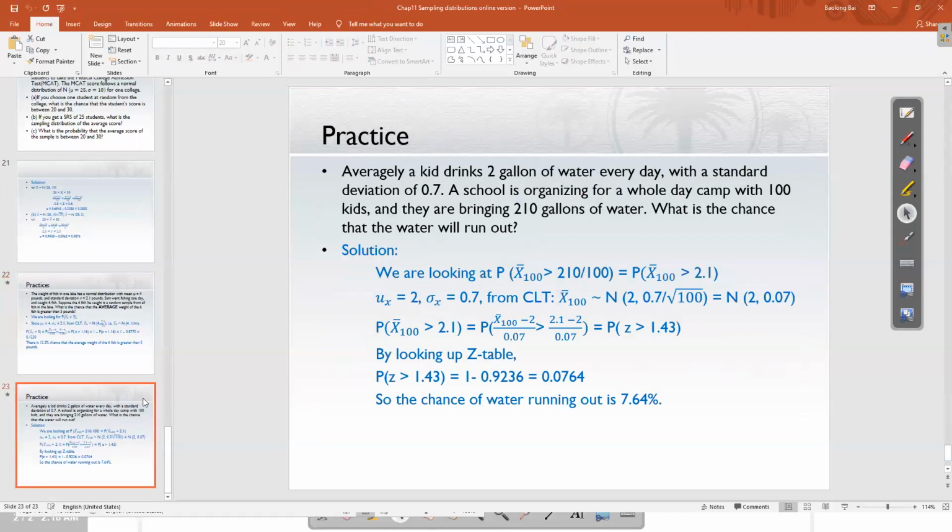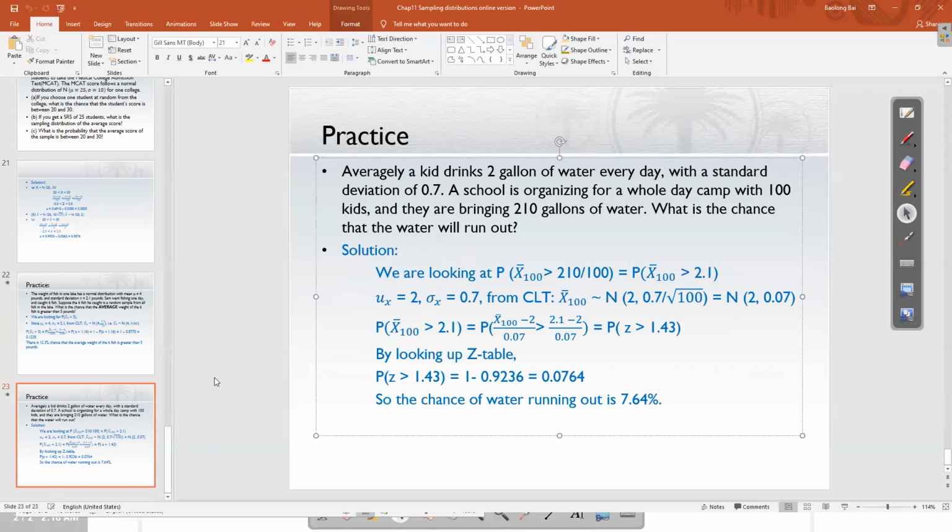And now another example. On average, a kid would drink 2 gallons of water every day with a standard deviation of 0.7 gallon. A school is organizing a whole day camp with 100 kids, and they're bringing 210 gallons of water. What's the chance that water will run out?